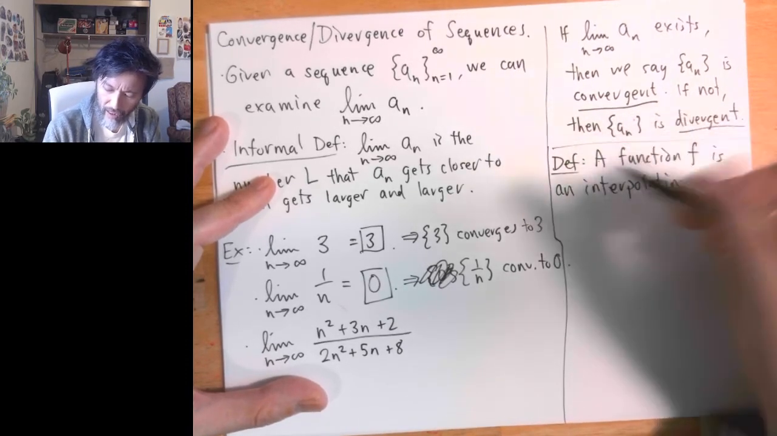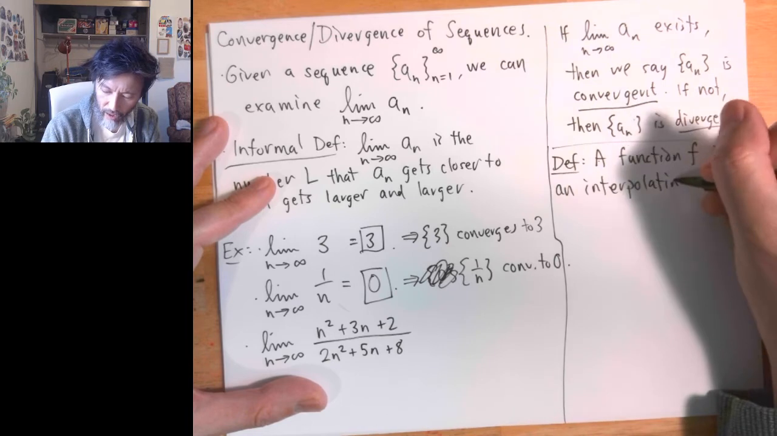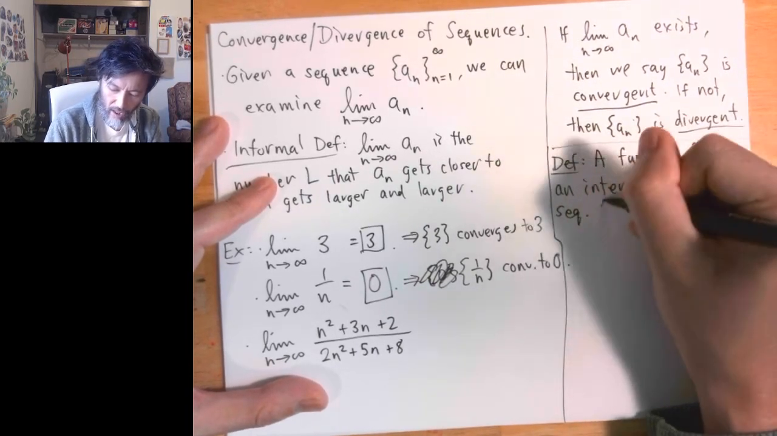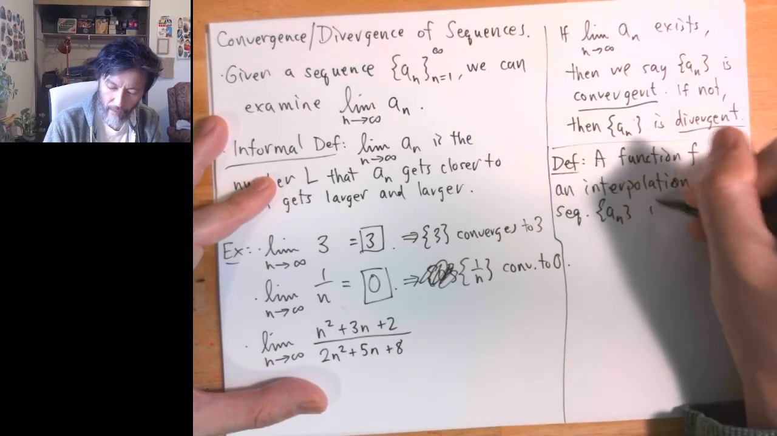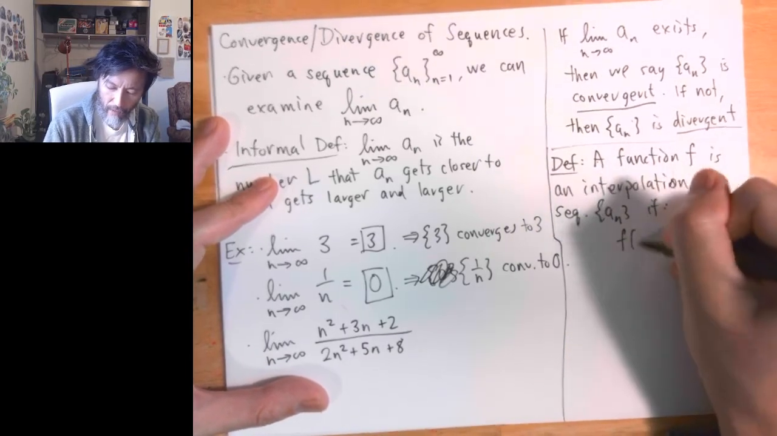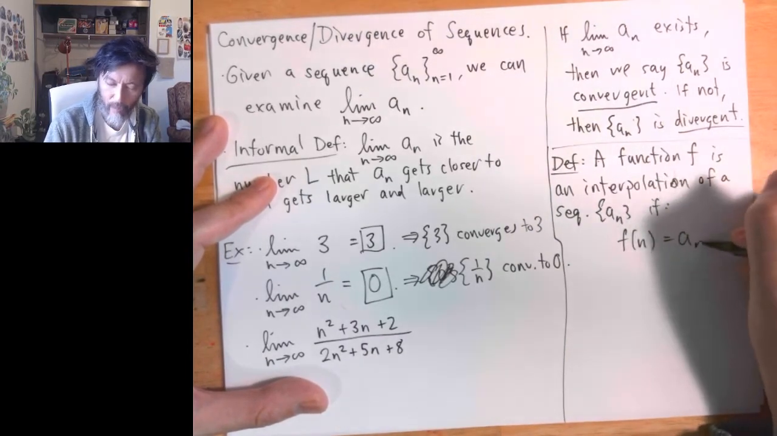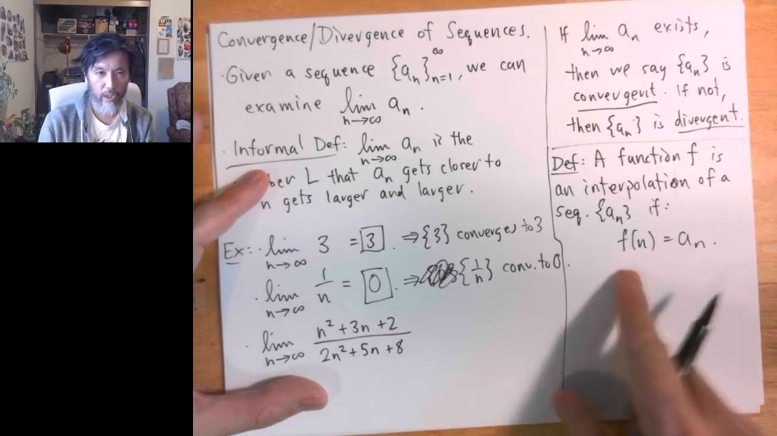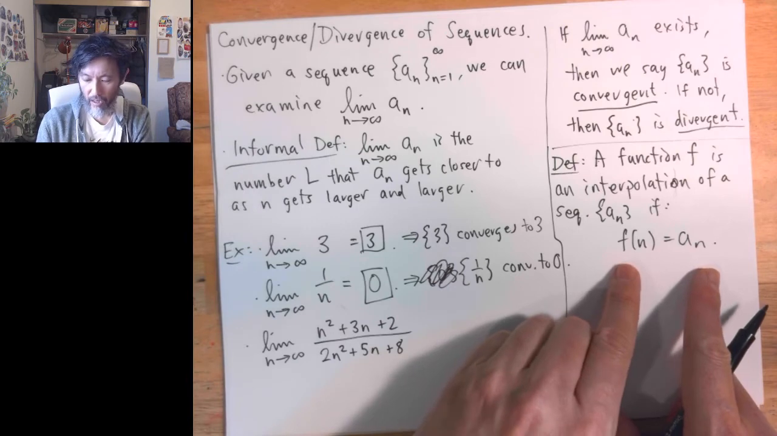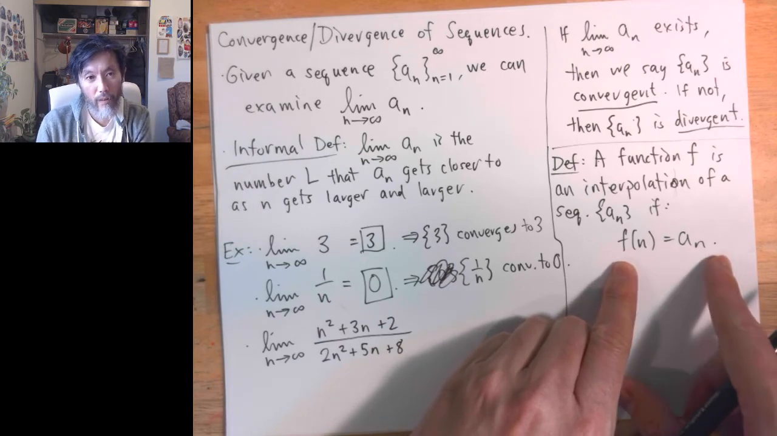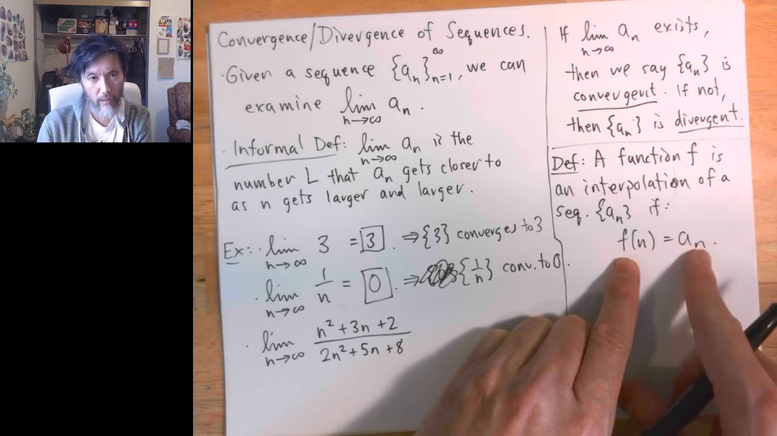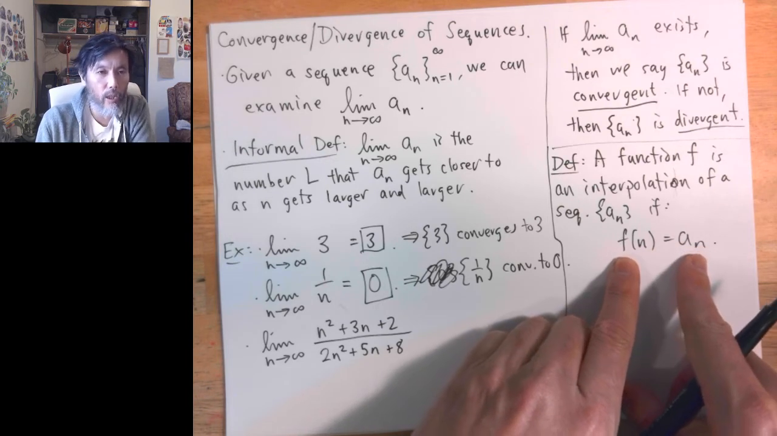Or let me say it like this: a function f is an interpolation of a sequence a sub n if it is the case that f of n is equal to a sub n. This is what we call an interpolating function. It's a function which, when you shove the value of the index into f, you get the nth term of the sequence.